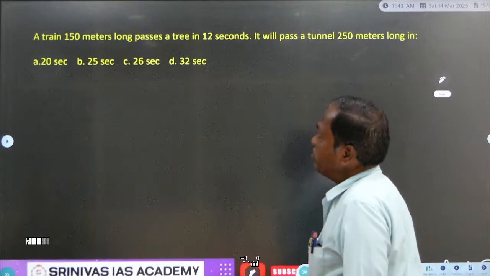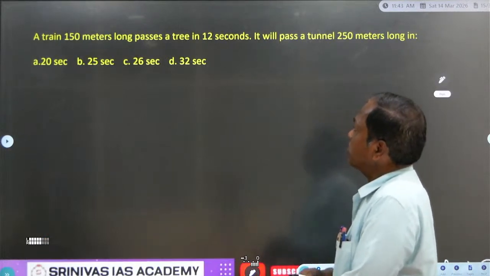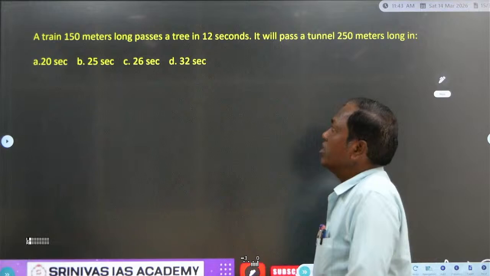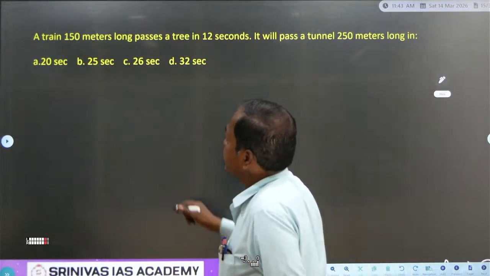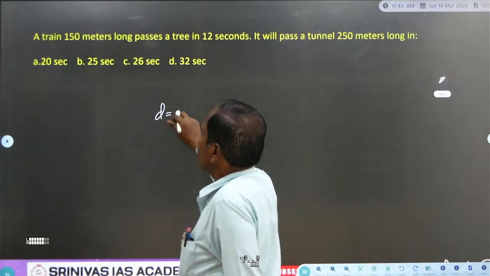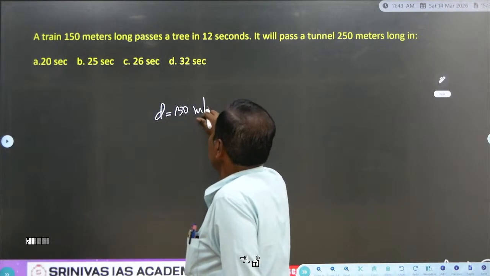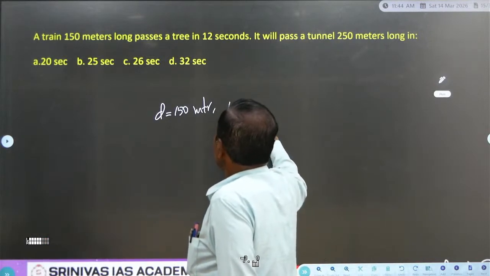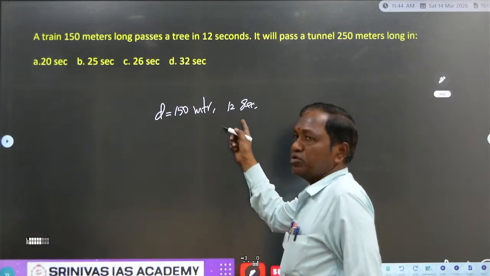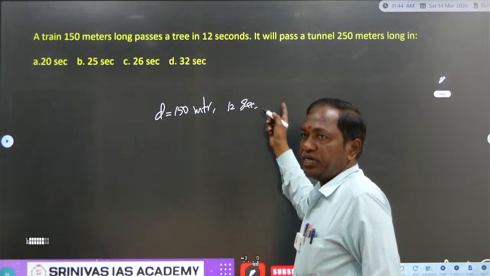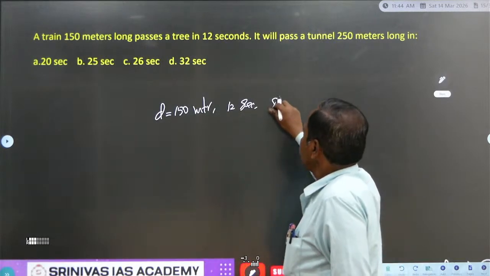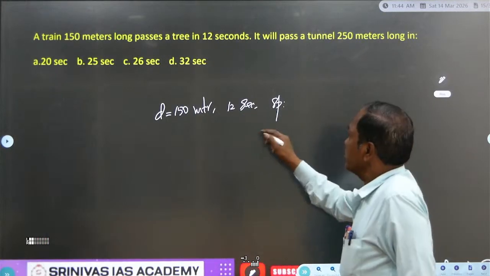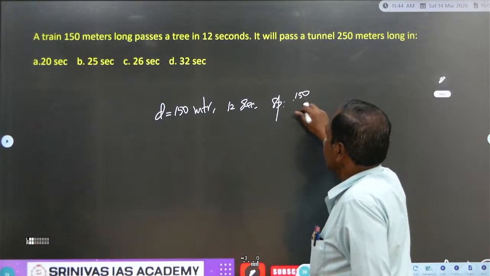Now, a 150-meter long train passes a tree in 12 seconds. It will pass a tunnel 250 meters long in how many seconds? You need to know the speed. The length of the train is 150 meters, and it passes a tree in 12 seconds. Distance is given, time is given, so speed can be known. Speed is 150 by 12.